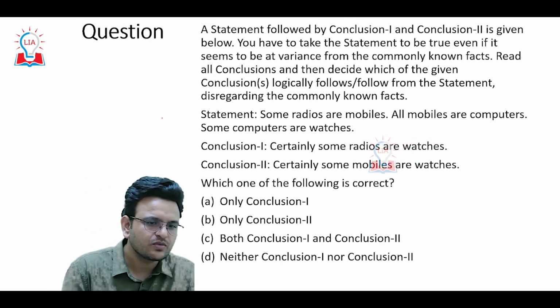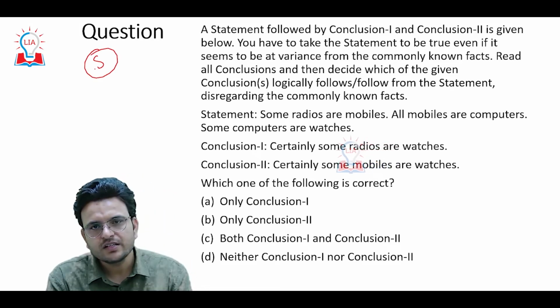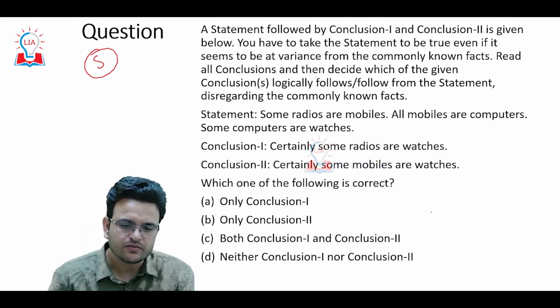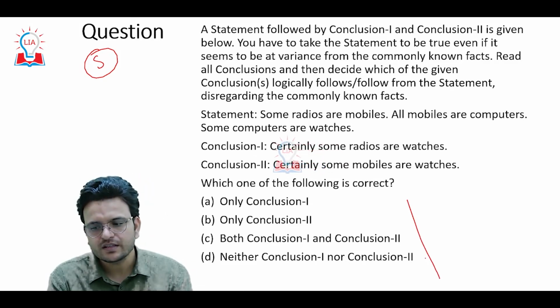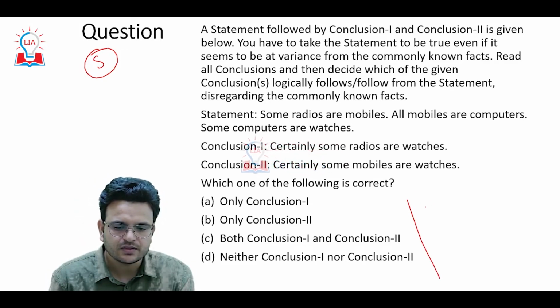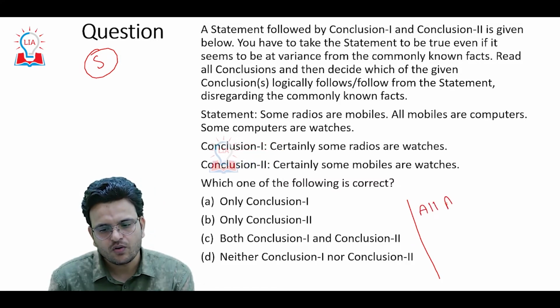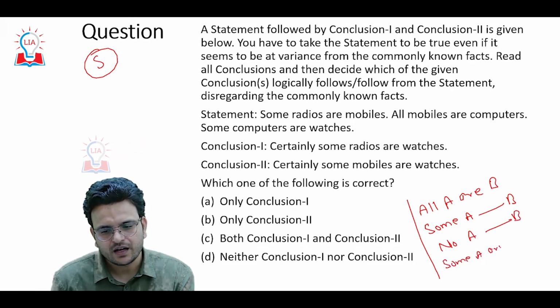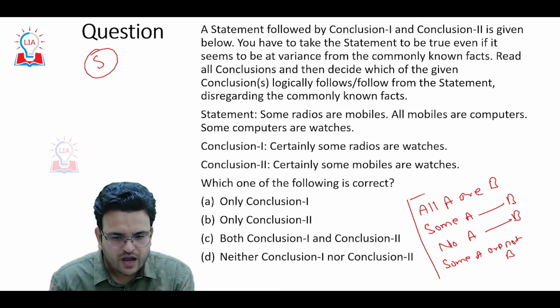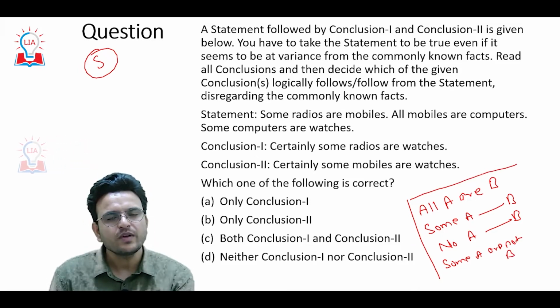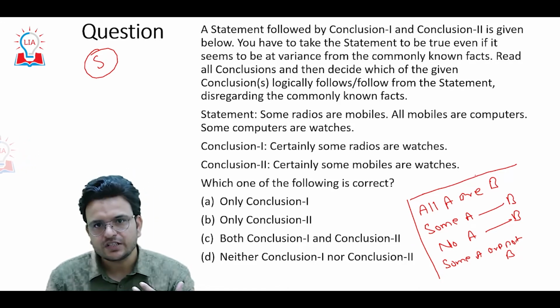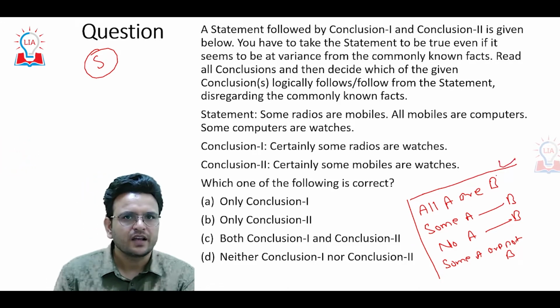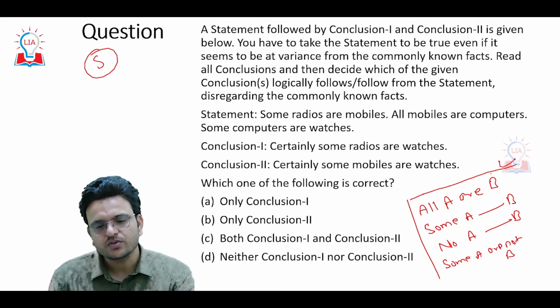This question is based on the concept of syllogism. In the syllogism video, I talked about 4 statements. To solve questions on syllogism, you have to know the basics of the 4 statements only: all A are B, some A are B, no A are B, and some A are not B. You should know these 4 statements and what type of conclusion can be drawn from them. If you know these basic things, then this question becomes very easy.